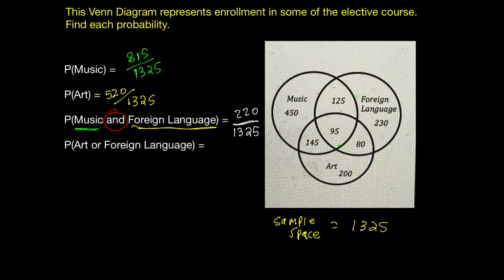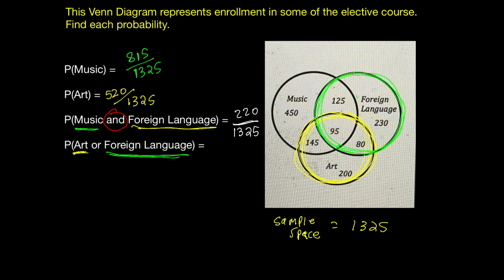And finally, I want to calculate the probability of randomly selecting a student that's taking art or a foreign language class. I'm going to begin by identifying the event of the student taking an art class. So I'm going to highlight or outline the circle that contains art. And now I'm going to do the same with the circle that contains foreign language. So I want to emphasize this event here.